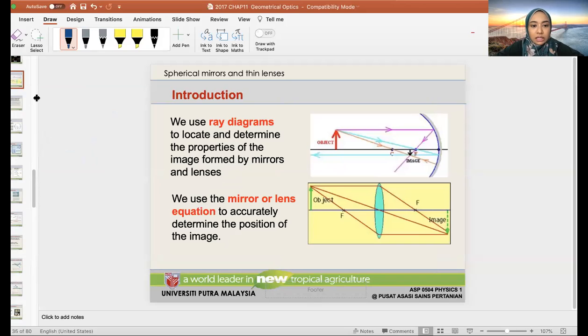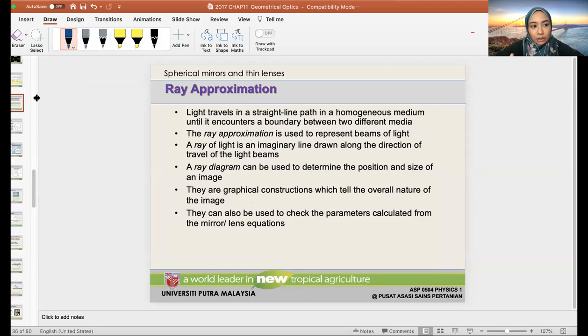Okay, so we use ray diagrams to locate and determine the properties of the image formed by mirrors and lenses. And then we also need to accurately decide the position of the formed image. So it just wants to say, if you know the ray diagram, that's great, but you can't solve it if you don't know the equation. So you need to know both. That's what it means.